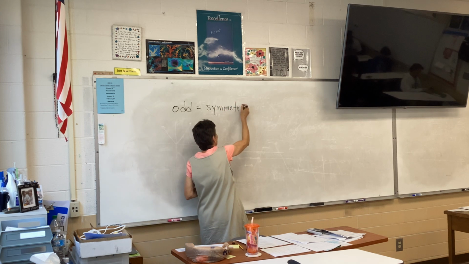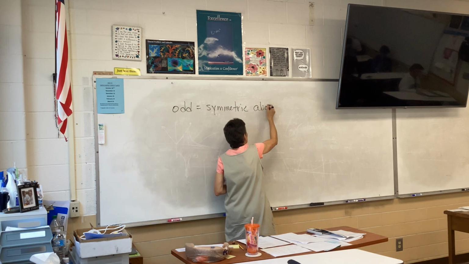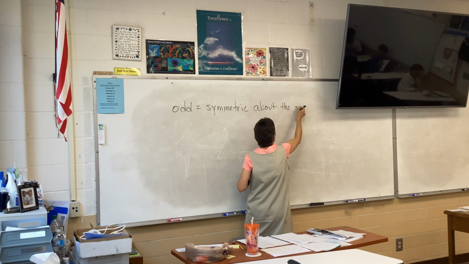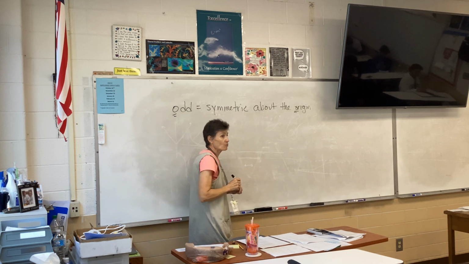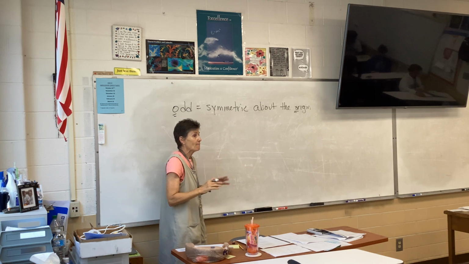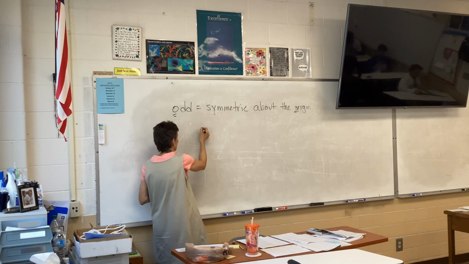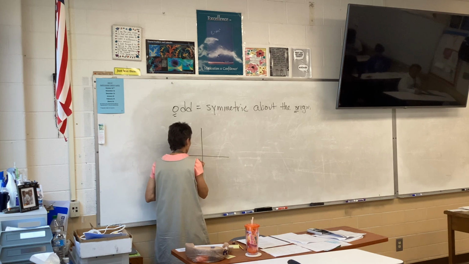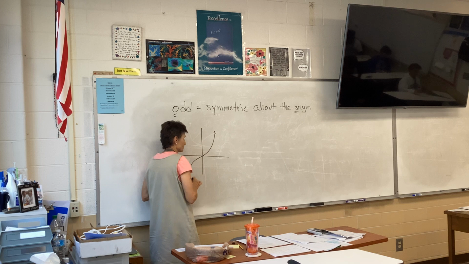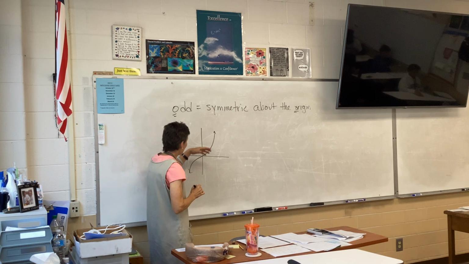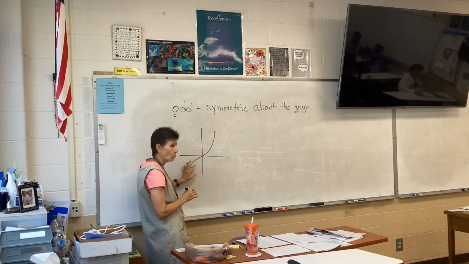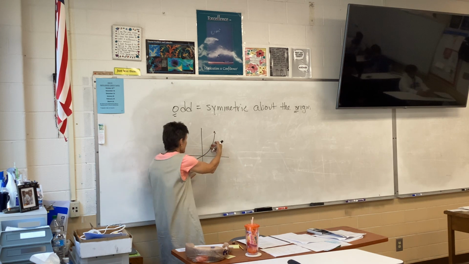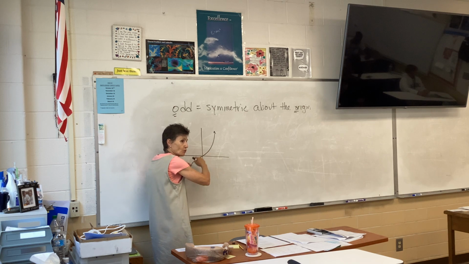In function land, odd means symmetric about the origin. Now, what does that mean? Well, let me draw one for you. The cubing function is odd, because if I took this and folded it across the origin, this would turn into this. They're the same picture, just reflected across the origin.